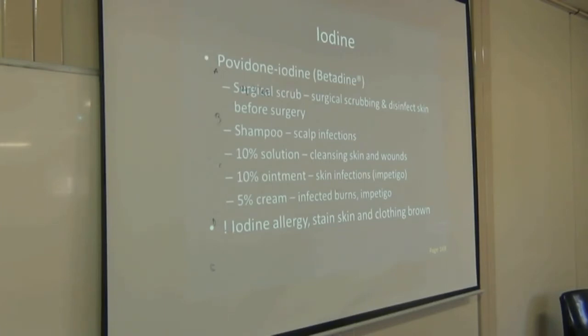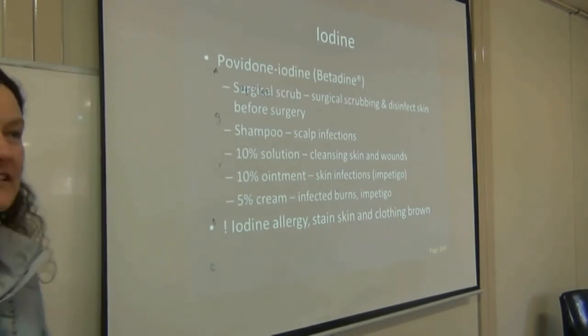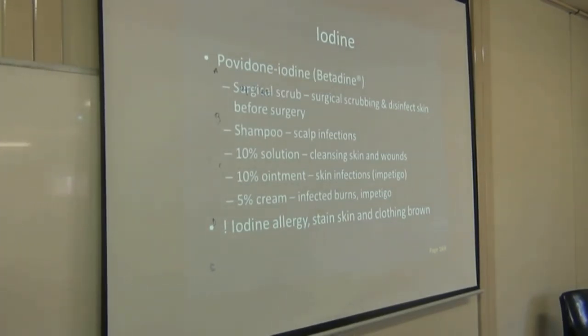Okay. So there are many different formulations of Betadine that you get. You get your surgical scrub for surgical scrubbing and to disinfect the skin. There's a shampoo. There's a 10% solution for cleaning skin and wounds. There's a 10% ointment for skin infections. And there's a 5% cream for burns and impetigo.